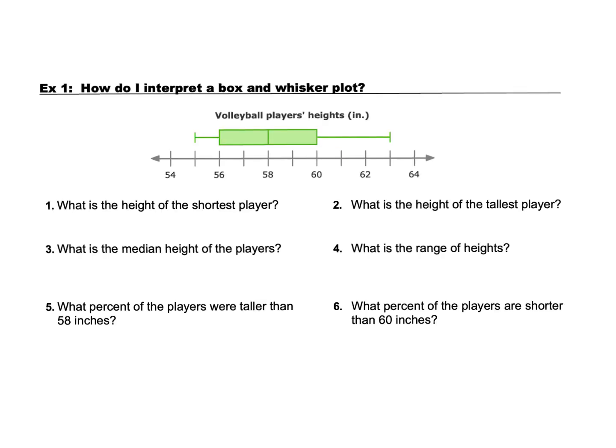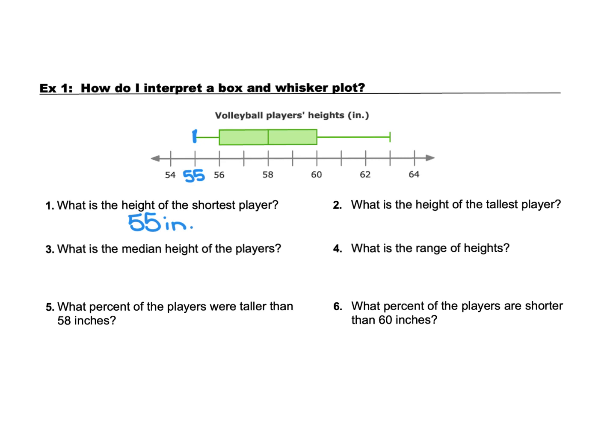All right, so example 1, how do I interpret a box and whisker plot? So we've got this box and whisker plot that includes the volleyball players' heights in inches. So it's asking us, what is the height of the shortest player? Our shortest player is right here, which is in between 54 and 56, which would make this a 55. So the height of our shortest player would be 55 inches.